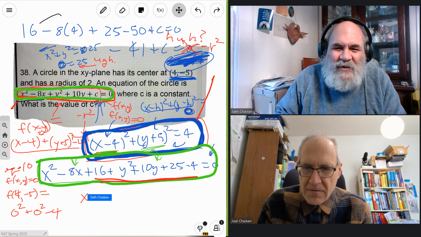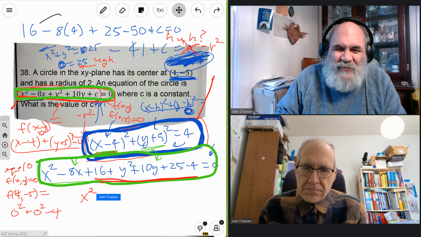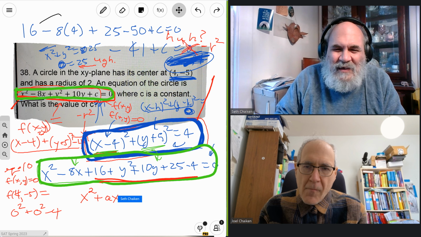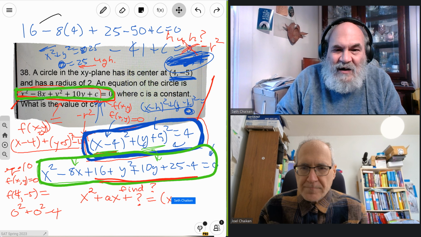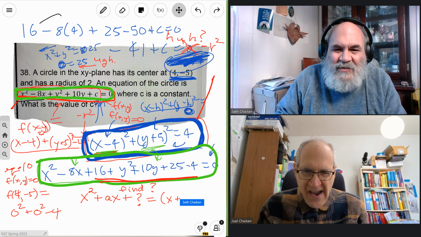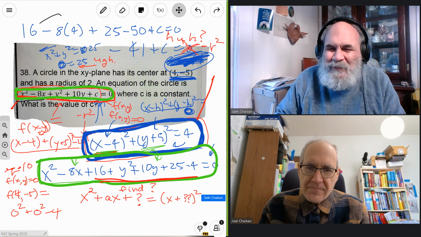is when you have an expression of the form x squared plus a times x, and you want to find an unknown, question mark, such that when you add the question mark, you get x plus another question mark, double question mark, squared.